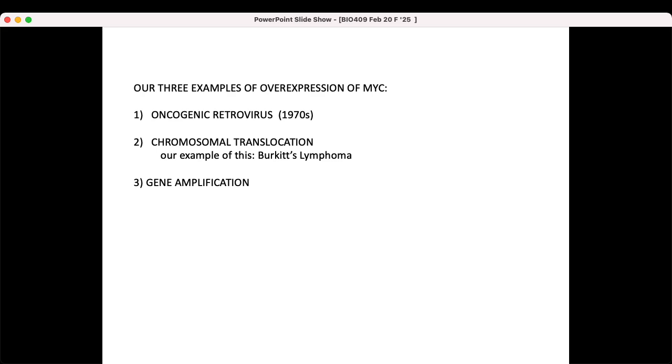So oncogenic retroviruses, that's one, because that's where they discovered it. What was wrong there? Then chromosomal translocation, it's in specific cancers, and then gene amplification, also specific cancers. So 3 concepts that we'll deal with on Tuesday.